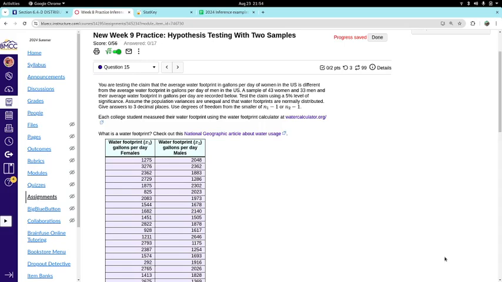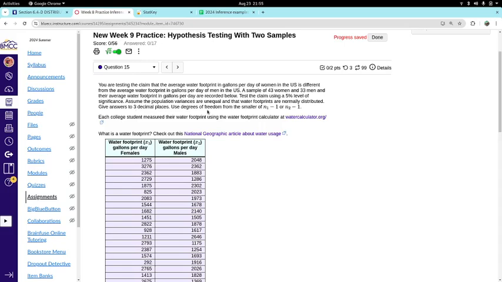Assume the population variances are unequal and that the water footprints are normally distributed. And we don't have to worry about those two conditions because we have a large enough sample size, right? We have over 30 for each. We want to give our final answers to 3 decimal places. I'd recommend avoiding rounding in between.